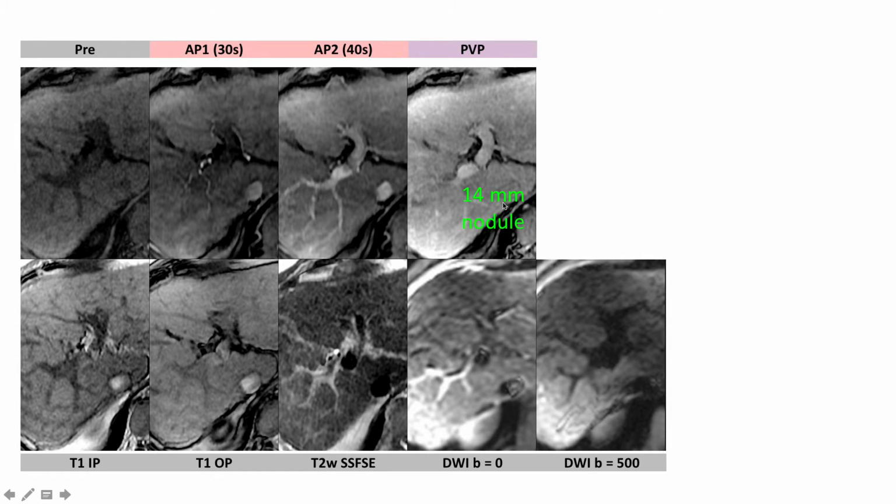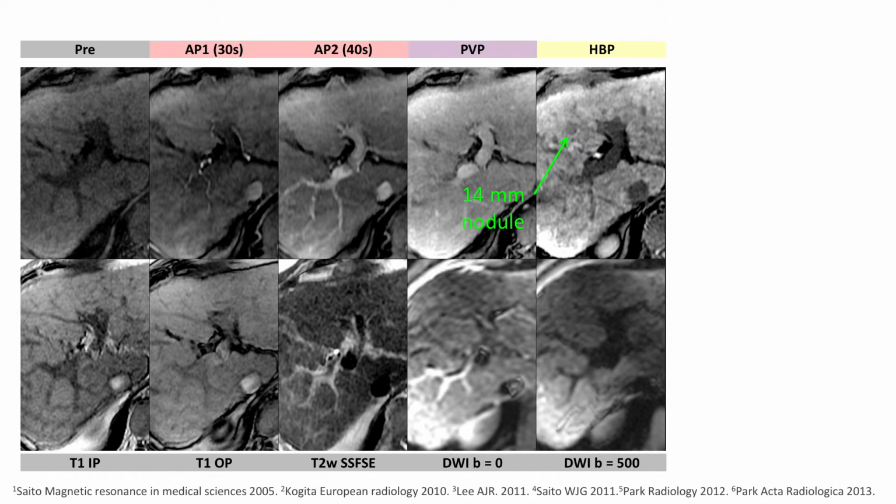Does anyone see a 14 millimeter nodule? So this is a $2,500 MRI. And we did a pre-contrast, early arterial, or late arterial, portal venous, in phase, out of phase, T2, diffusion. Anyone see the 14 millimeter nodule in this $2,500 MRI? Well, I don't, but we also did a hepatobiliary phase. And now I think, especially now that we have the arrow pointing at it, we can see the 14 millimeter nodule. Notice that this nodule is visible only in the hepatobiliary phase.